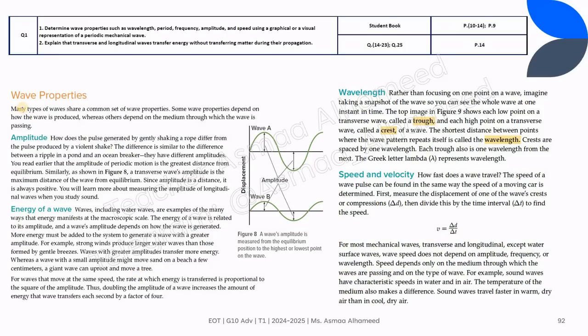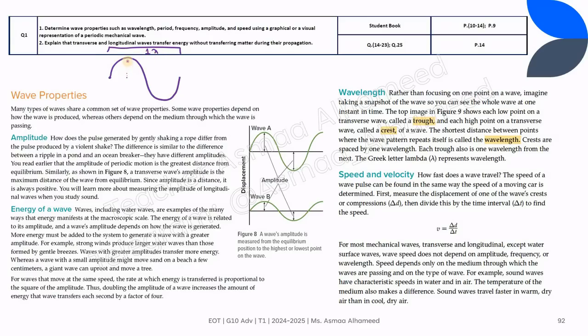Wave properties. We start with this topic. We have more than one property of the wave that we need to know and understand. So let's start by drawing a wave. Here you have one full wave. We can say that the distance from the start of the top and the bottom is one wavelength.